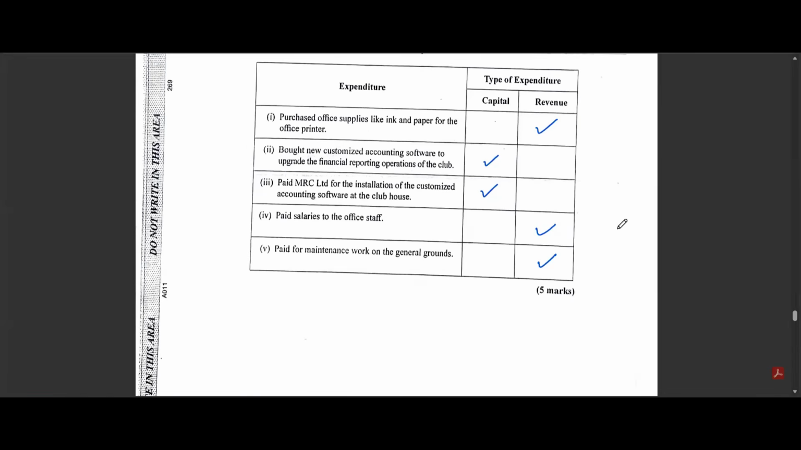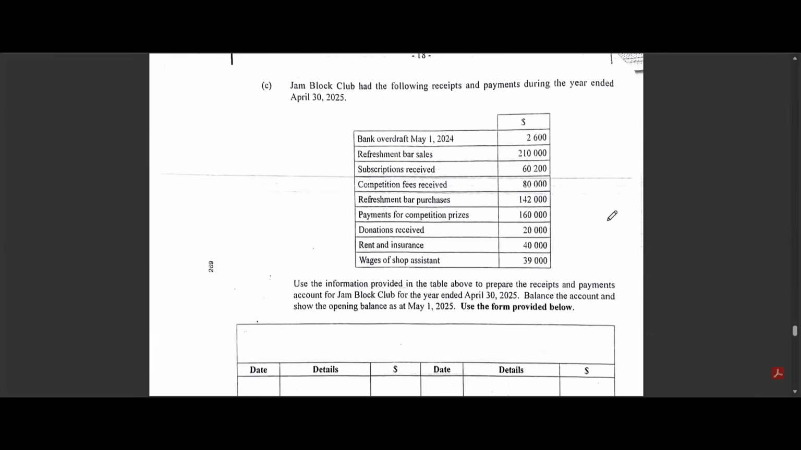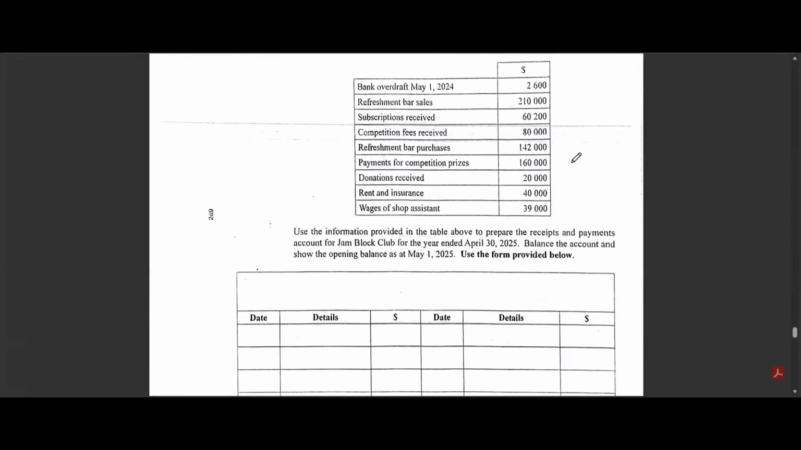Now let's move on to the other part, part C. Now part C, Jam Block Club had the following receipts and payments during the period ended April 30th, 2025. Using the information provided in the table above, prepare the receipts and payments account for Jam Block Club for the year ended 30th April 2025. Balance the account and show the opening balances at May 1st, 2025. Alright guys, we can do that. That's going to be simple for us to get done.